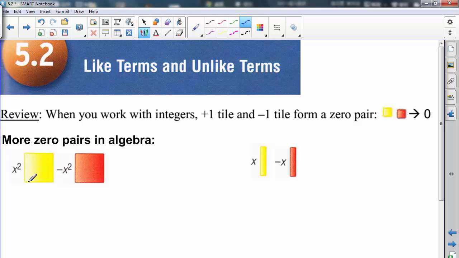If we have the big yellow square with the big red square, this one represents x squared, this one represents negative x squared. So these two can cancel out, so these two also form a zero pair. One yellow rod with one red rod, this one represents positive x, this one represents negative x. If we put them together, these two can cancel out, so these two are another zero pair.